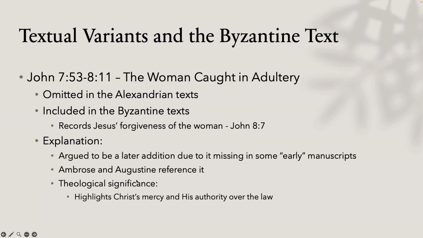So the early church fathers, as they call them, Ambrose and Augustine, reference this text, so that's significant. So it was at least that early. When was it? 4th century, Augustine, I think. And the theological significance is that it highlights Christ's mercy and his authority over the law. Again, someone can say, well, you can find his mercy and his authority over the law in any other gospel, but that lacks understanding of the time and how the various gospels were sent around to various churches.